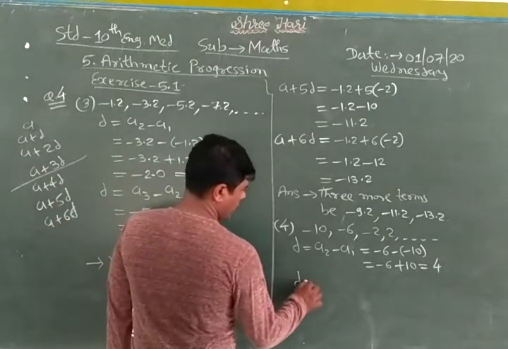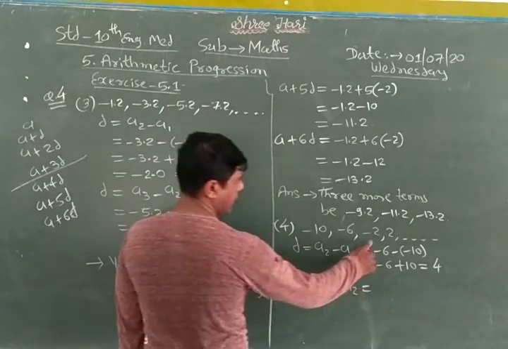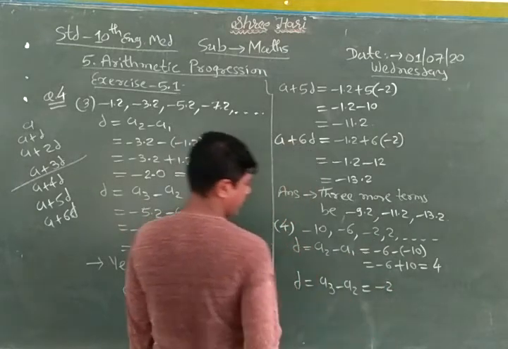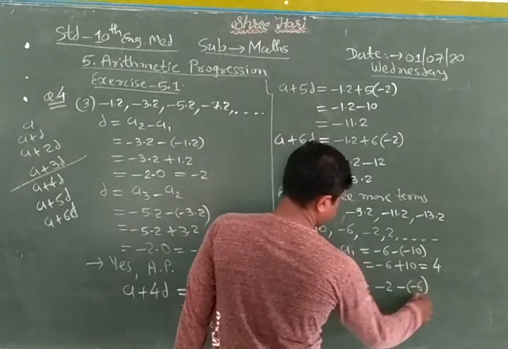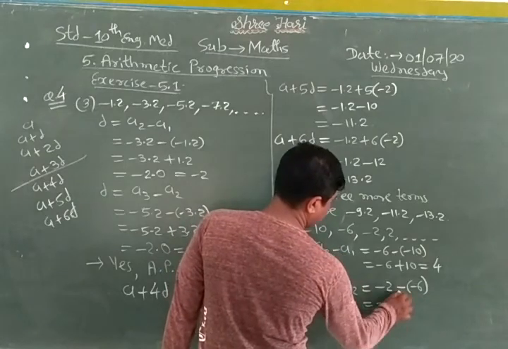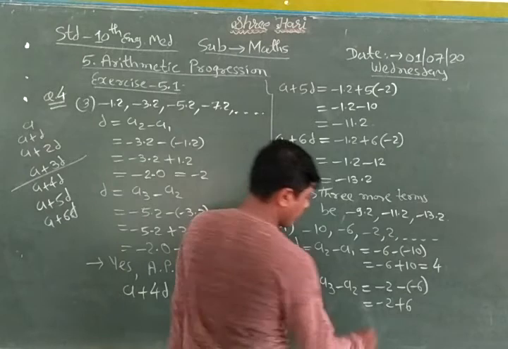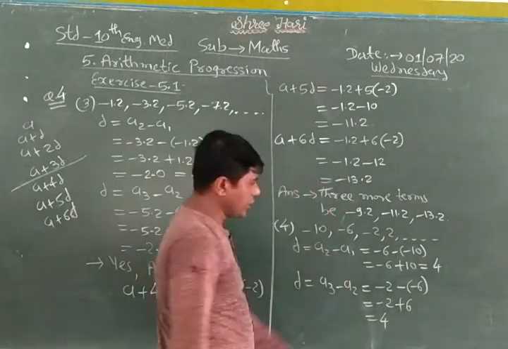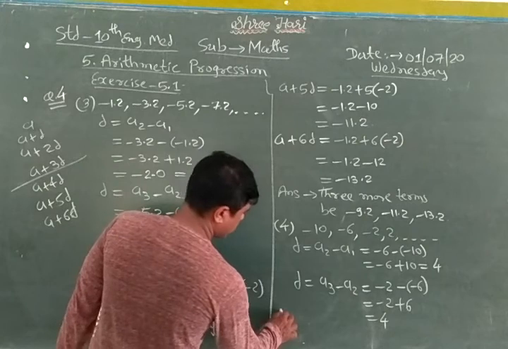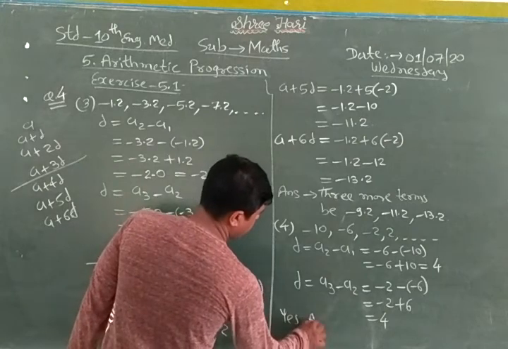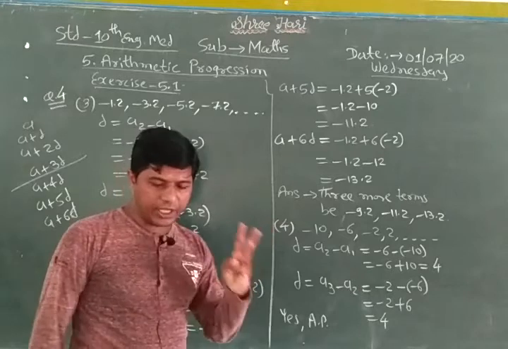D is equal to A3 minus A2. A3 is minus 2, A2 is minus 6. Okay, minus 2 plus 6, 6 minus 2 is 4. These two answers are the same, so we can say that yes, arithmetic progression. Now we find 3 more terms.